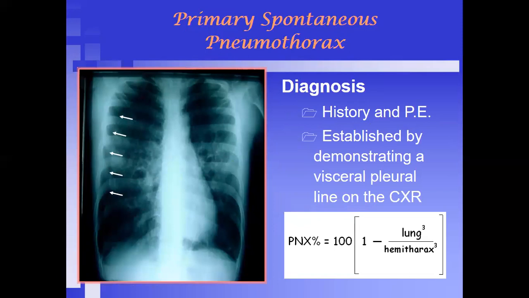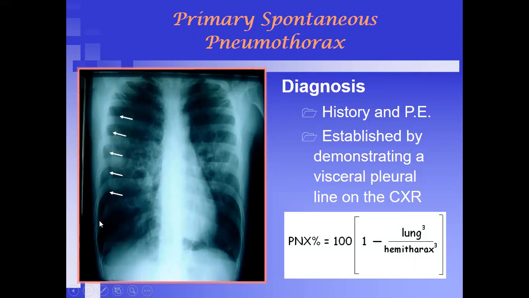So to diagnose, we get the history and physical examination, and we demonstrate the visceral pleural line by chest X-ray. So this is the visceral pleural line. Take note that you have here your lung parenchyma, and outside the visceral pleural line, there is an area devoid of your lung markings. So that is filled by air. That is your pneumothorax. Okay?